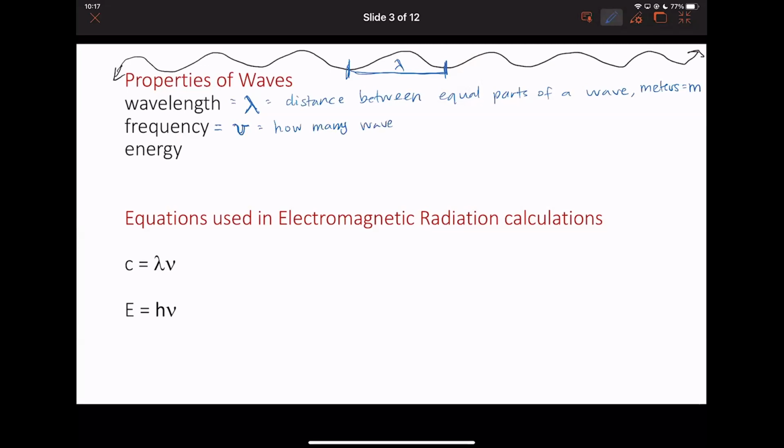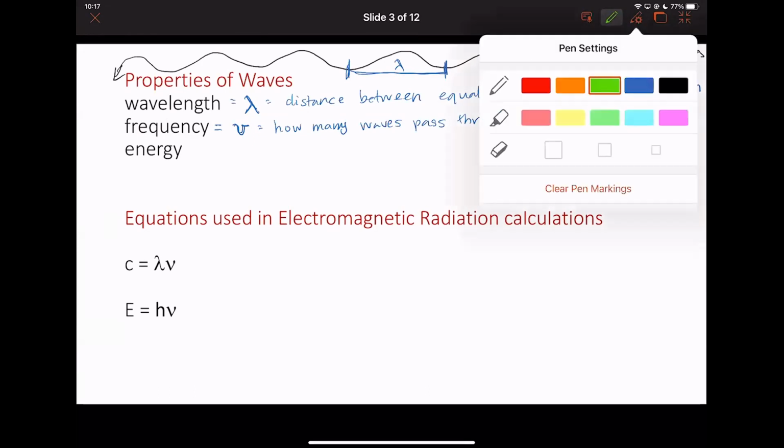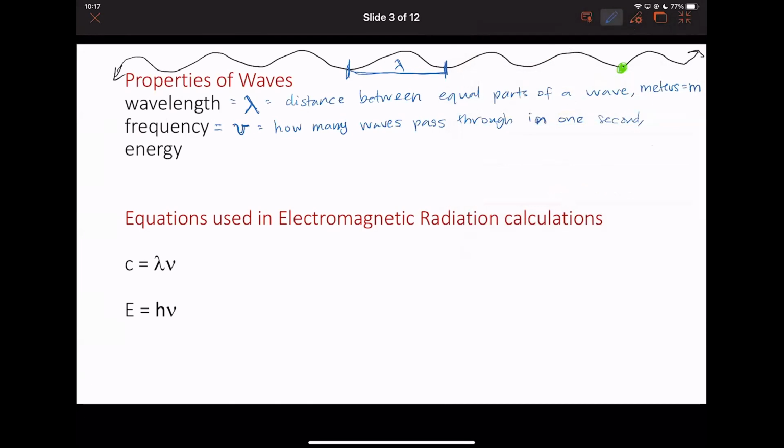Frequency is that symbol nu, and frequency is how many of these waves pass through a point in 1 second. Okay, so you basically choose one point. Let's make this a different color. I'm going to choose this point here, and I count how many waves go through in 1 second. And so this is in units of 1 over s, or also s to the -1, or Hz, which is hertz.